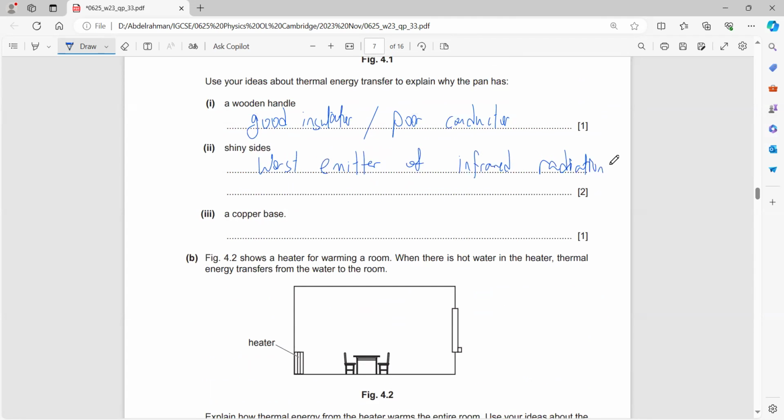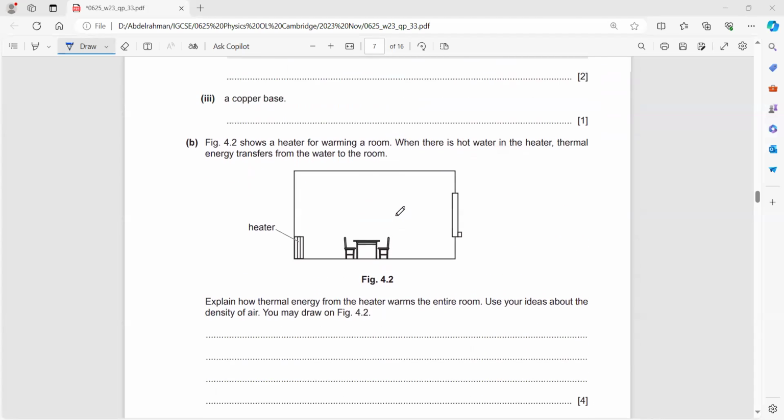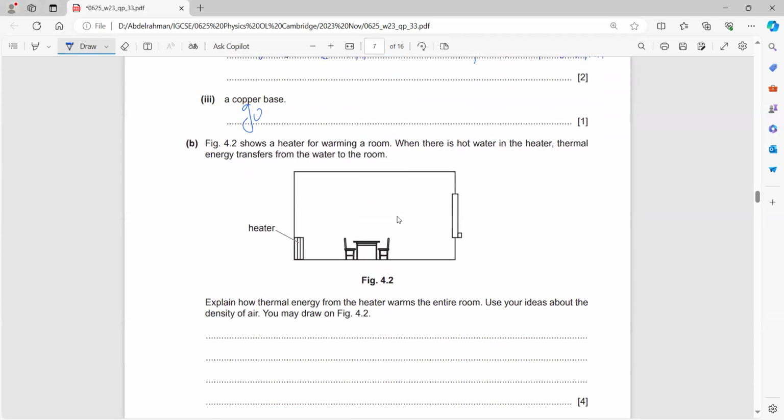Why does it have a copper base? Good conductor of heat. Okay. Next question. I read: good conductor of heat.